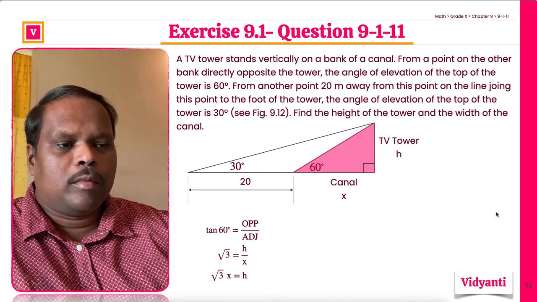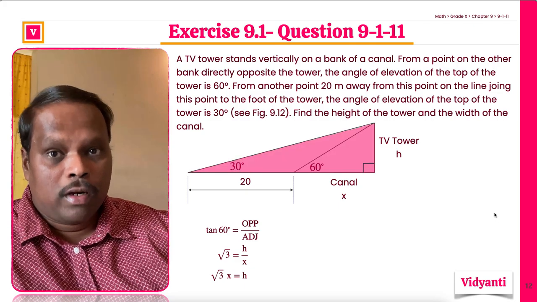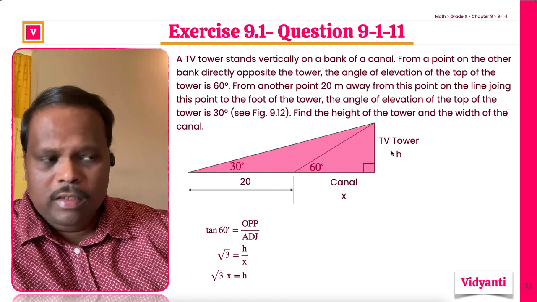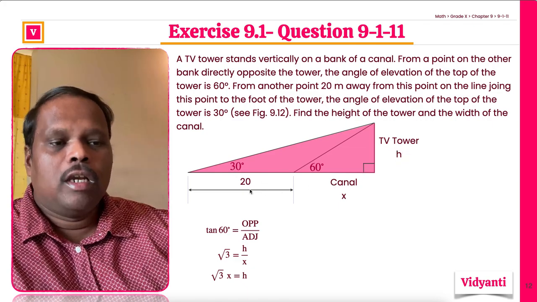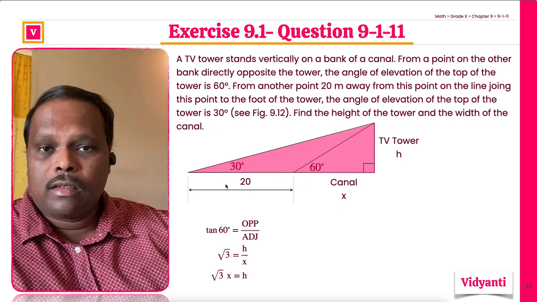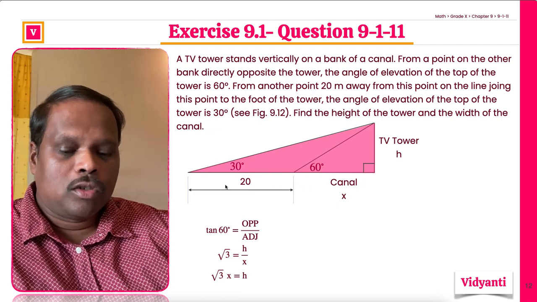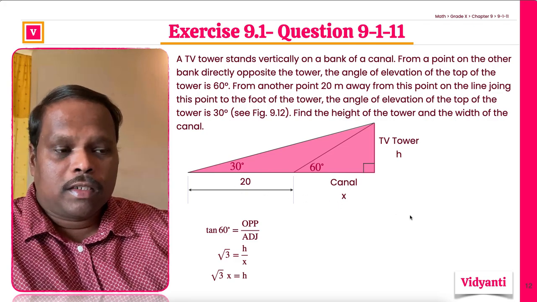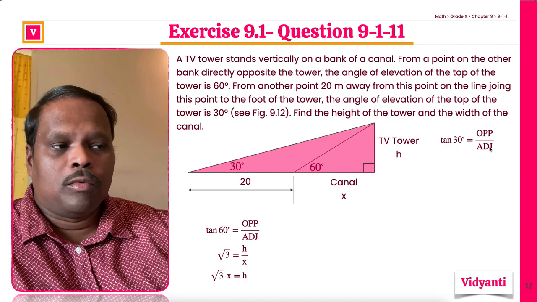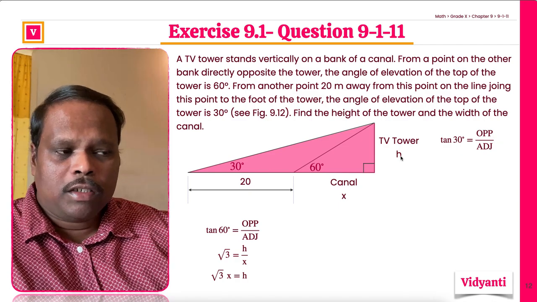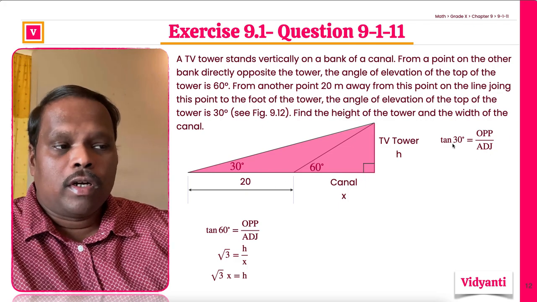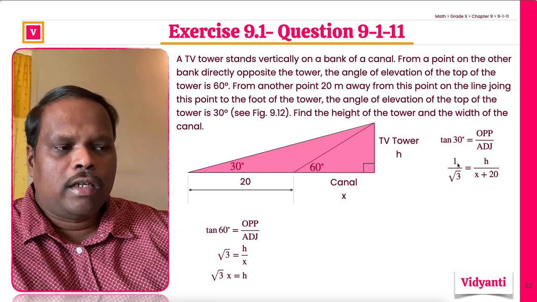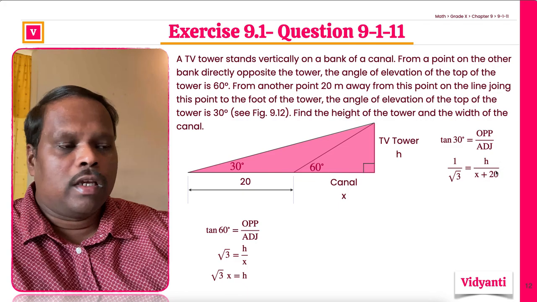So now let's forget about this triangle and consider the bigger triangle. For this case, the opposite for 30 degrees is still the TV tower, that is still H. But now the adjacent is the complete distance, which is X plus 20. So we are going to use, again, the tangent ratio because we are correlating opposite with adjacent. So tan of 30 degrees is opposite over adjacent. Opposite is still H, adjacent is X plus 20. However, now tan 30 is the standard value 1 over √3. So we are going to write down 1 over √3 equals H over X plus 20.